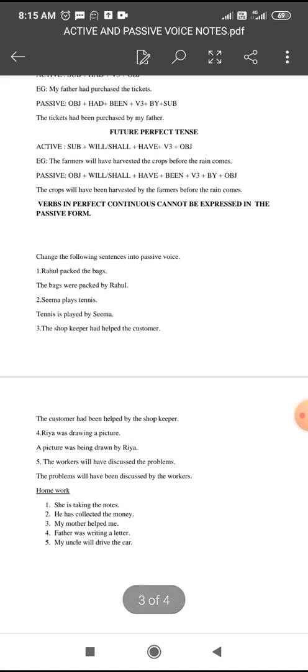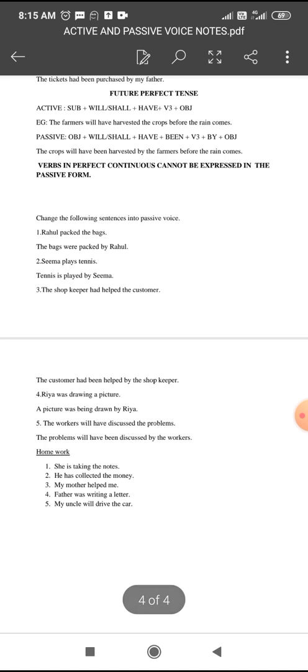Then next, let's move on to the future perfect tense. In future perfect tense active form, subject will come first, then will or shall plus have plus V3 plus object. The farmers will have harvested the crops before the rain comes. Now its passive construction. Object will come first, will or shall will remain the same, have will also remain the same. Since it is perfect, we have to supply the word B-double-E-N, been, then V3 form, and then by plus subject. So the crops will have been harvested by the farmers before the rain comes.